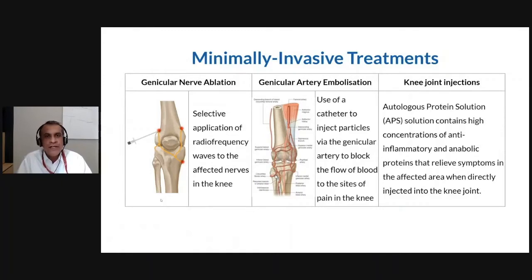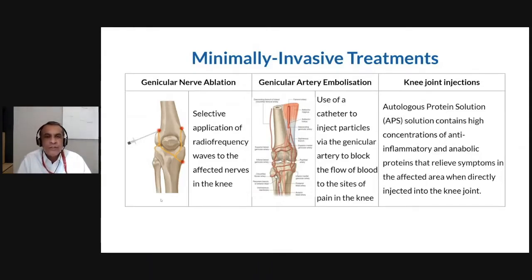So there are different interventional, minimally invasive treatments available. One is the knee joint injections, which we can do in clinic. We can do nerve ablation or nerve injections, which can again be done in clinic. A nerve ablation is a more second line process, which involves ablating the nerve and needs a day surgery admission, and also the genicular artery embolization.